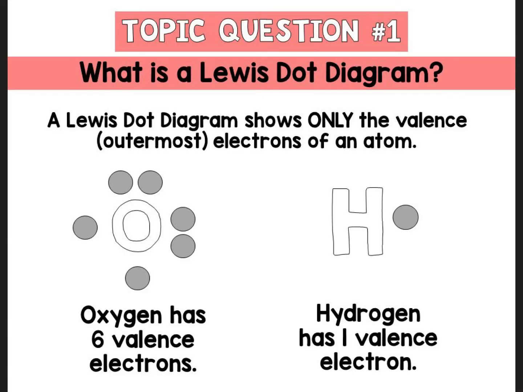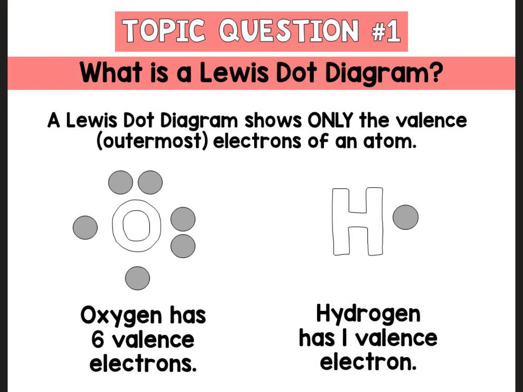First, let's consider what is a Lewis dot diagram. Well, a Lewis dot diagram shows only the valence, or outermost, electrons of an atom. So, even though oxygen has 8 electrons to balance its 8 protons, only 6 of them are in its outermost shell. So we're going to draw 6 electrons around the oxygen.